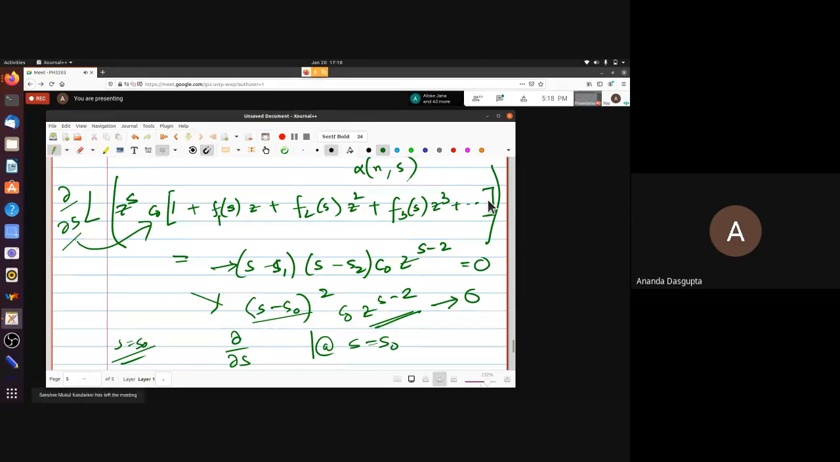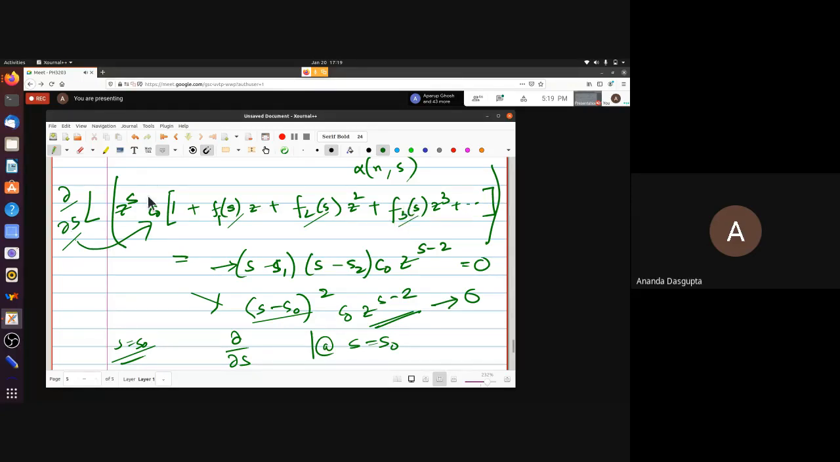And the answer to that is very, very easy. Just think of what happens when you partially differentiate this with respect to s. These are powers of z, right? When you differentiate them, what do you get? Same powers of z, because the derivatives will be on f1s, f2s, and so on.